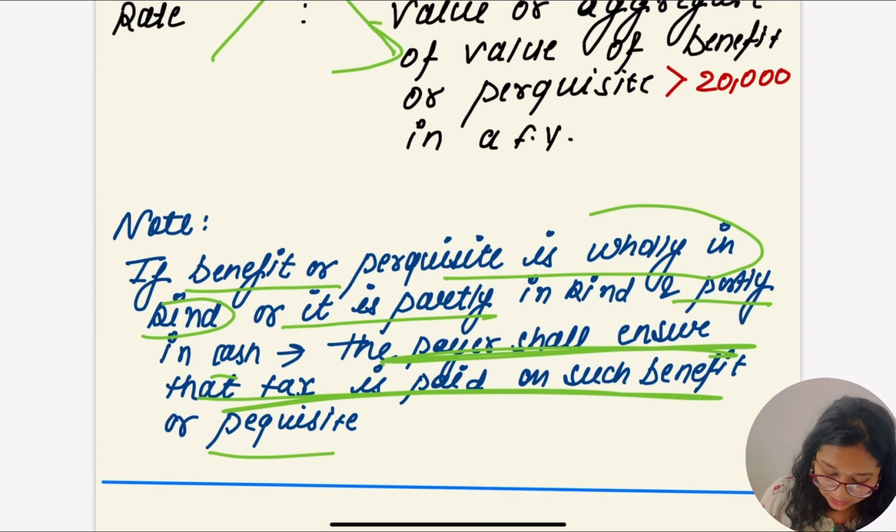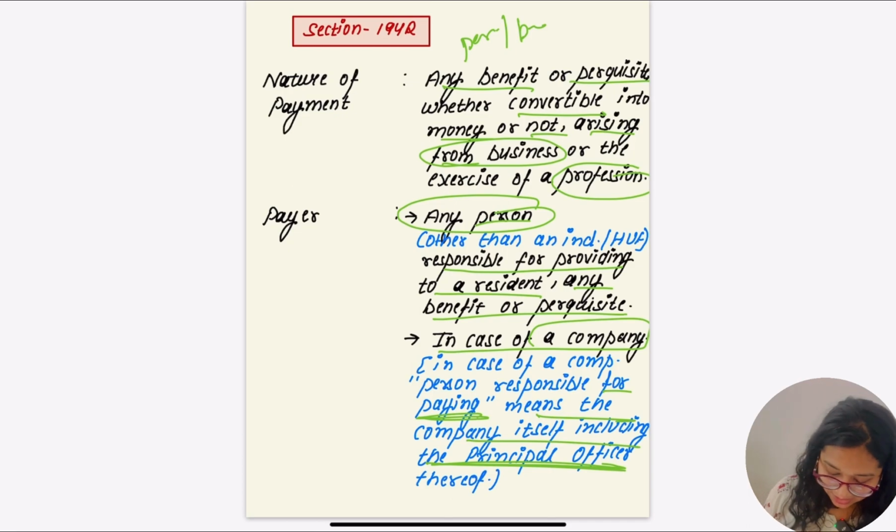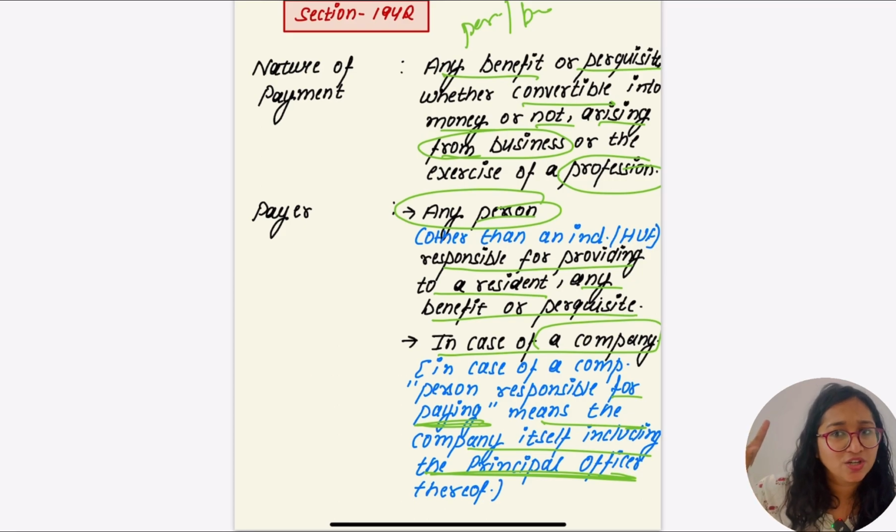So this was Section 194R, which is related to any benefit or perquisite arising from business or profession. The limit is up to 20,000. TDS is going to be 10% if it exceeds 20,000. The payer is going to be any person other than an individual and HUF, but there was an exception, right? They are going to fall in that exception if it exceeds that limit. Second, in case of a company, any principal officer.